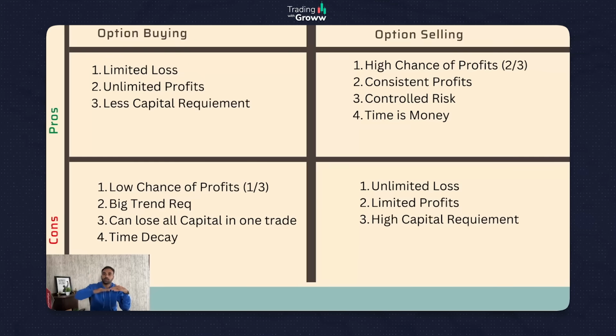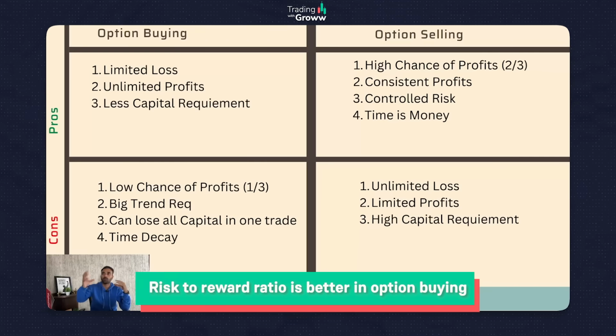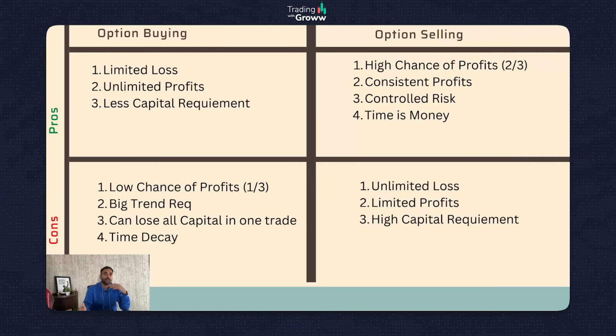Overall, the risk reward ratio favors the option buyer, and the overall reward potential is also much higher when it comes to option buying. And the third thing is the capital requirement. The capital required to get started with option trading as an option buyer is very, very minimal. Even someone with 5,000 to 10,000 rupees can easily do an option buying trade, whereas with option selling, the required margin is very, very high. So these are the advantages of option buying.